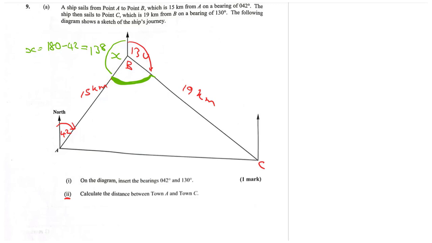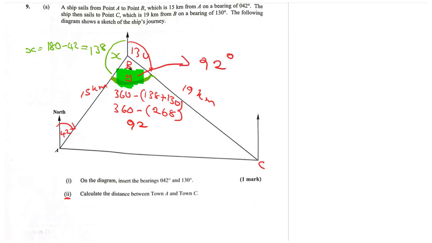Now, in order to find this angle in here, we're going to add the 138 and the 130 and subtract it from 360. Let's call this angle Y. That's going to be equal to 360 minus (138 plus 130), which is 360 minus 268, and that is going to give us 92. So this angle right in here is going to be 92 degrees.